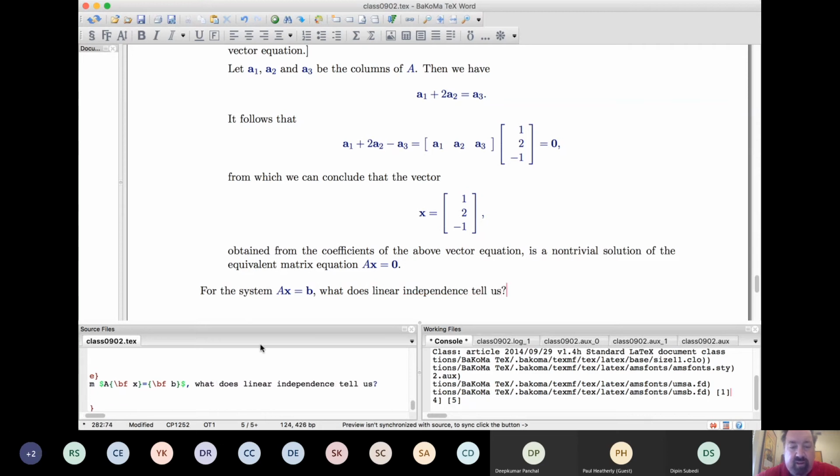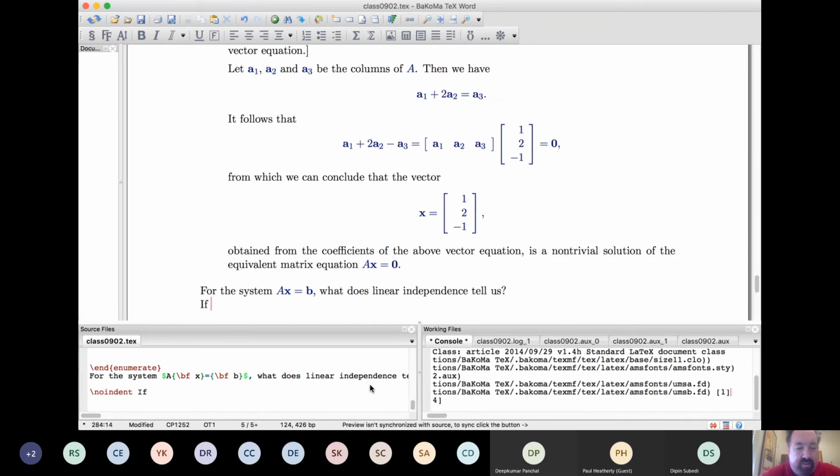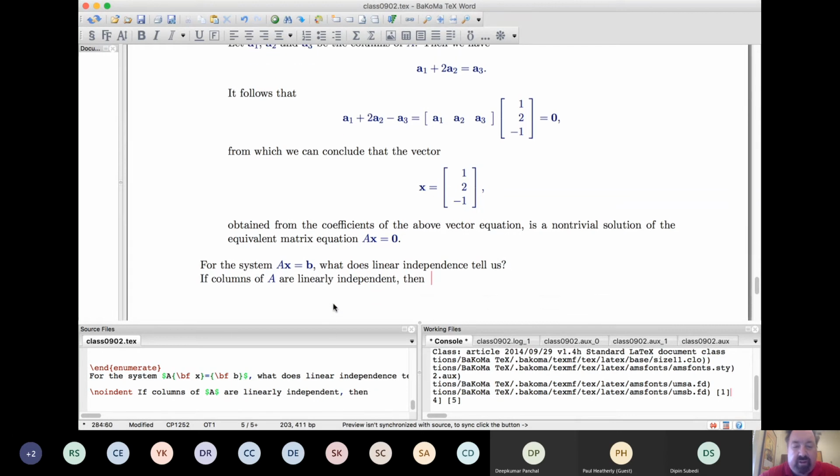So what does linear independence tell us? It at least rules out certain things. All right. So if the columns of A are linearly independent, we already know in that case AX equals 0 has only the trivial solution.